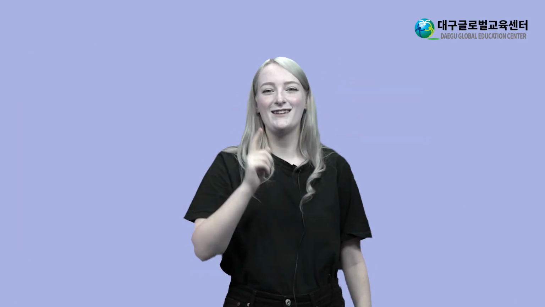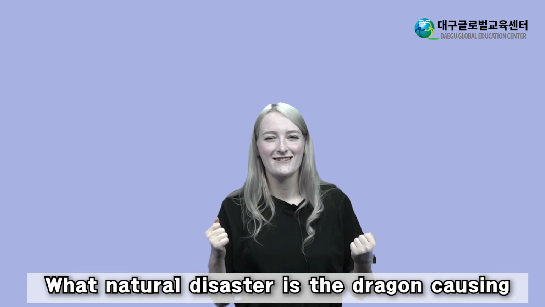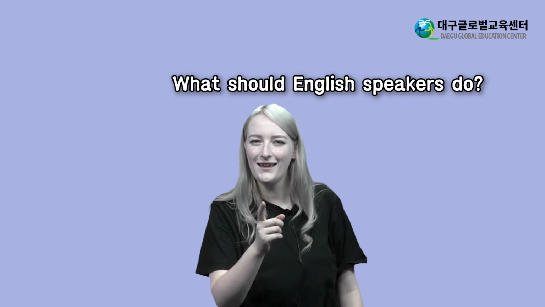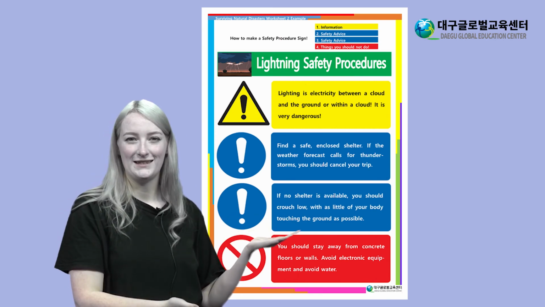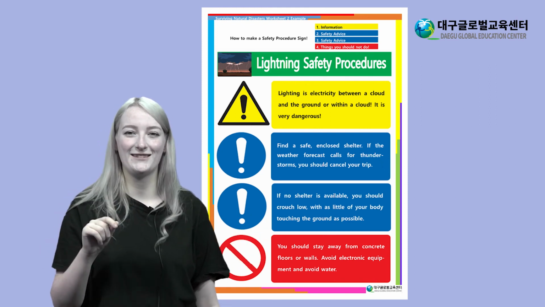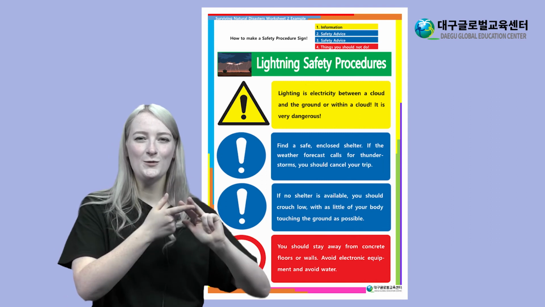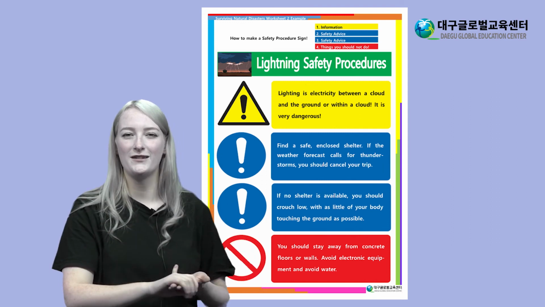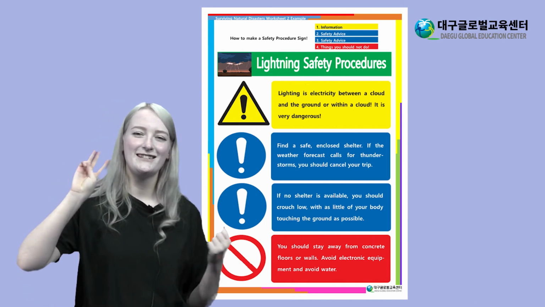So quick, can you make a sign to teach all the English speakers in Daegu the safety procedures for natural disaster dragon attacks? What natural disaster is the dragon causing, and what should English speakers do? Where should they go? Here is an example worksheet about lightning. Try to make one like this for your natural disaster. As you can see, we have the natural disaster information, 2 boxes of safety, and advice for what you should do and what you should not do. All right, let's do worksheet 3.